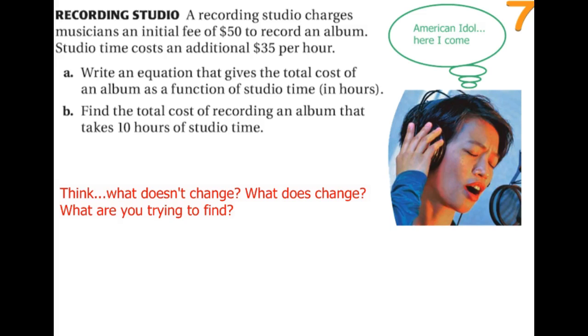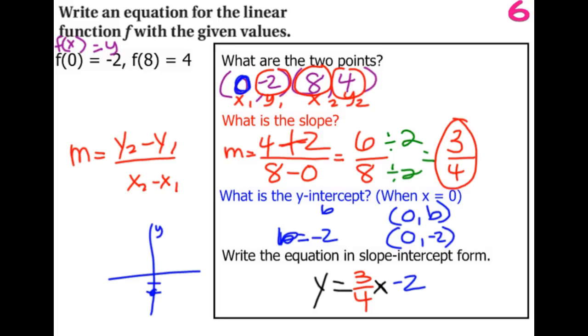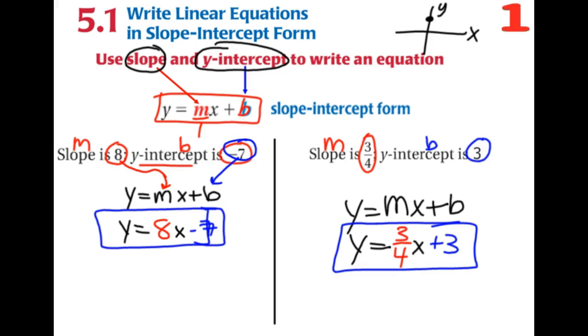Alright, we have one last problem. This one says, you're at a recording studio that charges musicians an initial fee of $50 to record an album. Studio time costs an additional $35 per hour. So we are going to have to write an equation that gives the total cost of an album as a function of studio time.